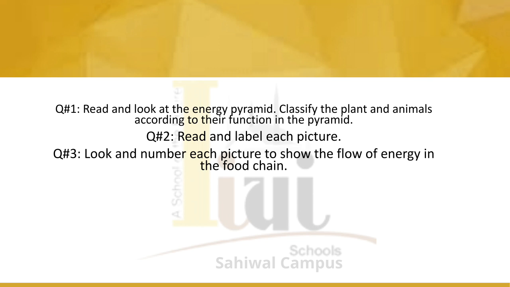Question number 3, look and number each picture to show the flow of energy in the food chain. These pictures are random. Look at page number 21. You have to write the numbers from 1 till 4 in a sequential manner. You have to write them appropriately, so that in a food chain you show which picture will be the first one, the second one, and the third and fourth one.